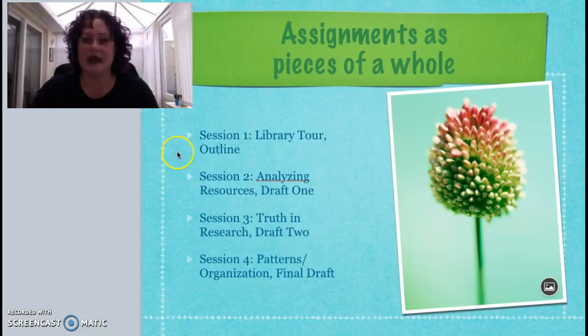In this particular slide, I have session 1 through session 4, outlining your first paper. In session 1, in your discussion thread, you're going to be doing a library tour, and as an individual assignment, you're going to be writing an outline. Session 2, you analyze resources and you write your first draft. Session 3, you explore truth and research. We start to look at bias and statistics, and you write your second draft. Finally, for your first paper, in session 4, we look at patterns of organization and what sort of formatting styles people are using, and we write our final draft.